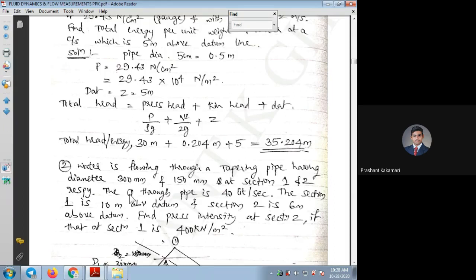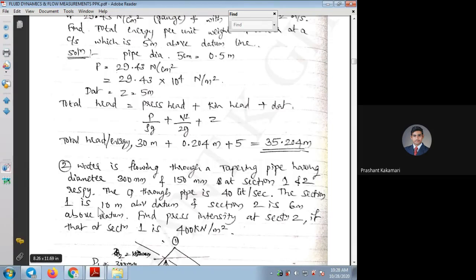The discharge through this pipe is 40 liters per second. So can anyone tell me how to convert this 40 liters per second into 40 meter cube per second? Just comment in the chat box how to convert this, because we need it in SI unit. So that much is the discharge through the pipe.